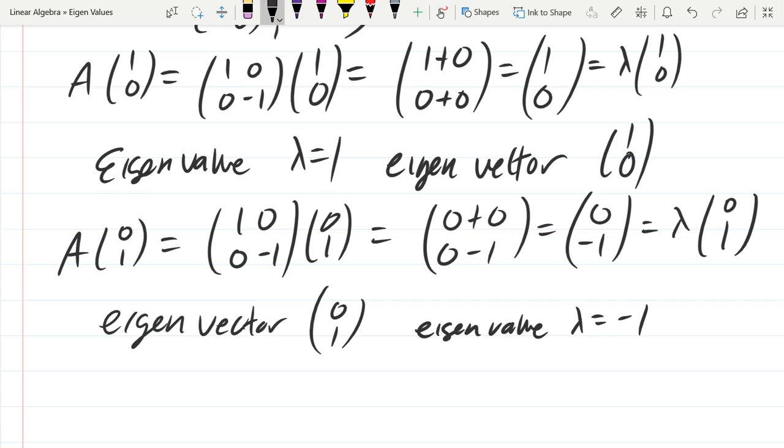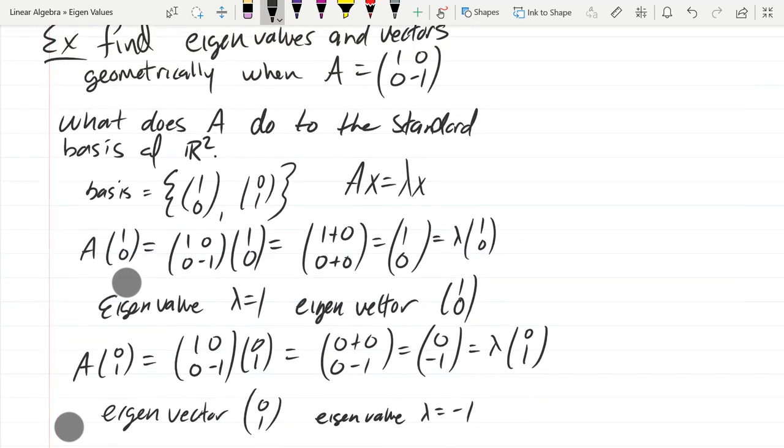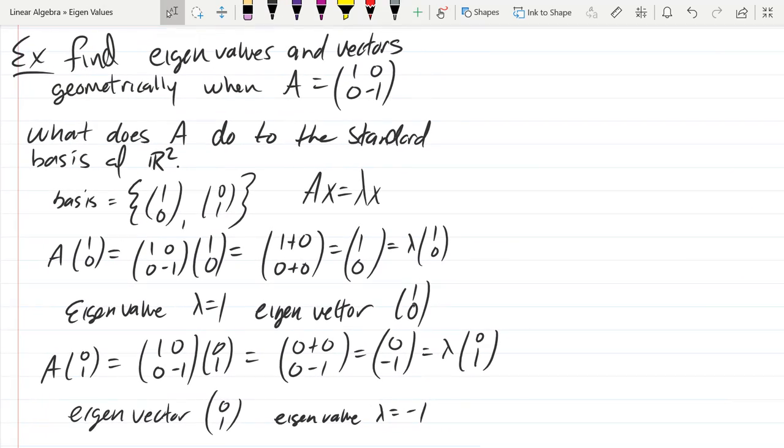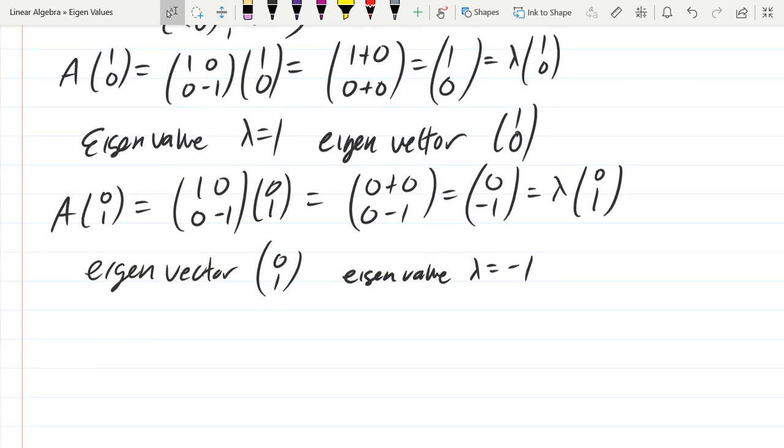This matrix A was quite a simple matrix, so we were able to find eigenvalues and vectors basically by guessing, by just seeing what happens when you multiply by a basis element, and it just so happened that the basis elements were also eigenvectors. That's generally not going to happen. So the real question is, how are we going to find eigenvalues and eigenvectors in general?